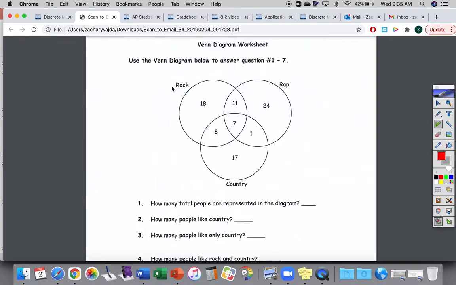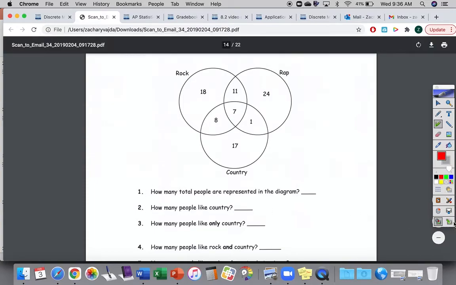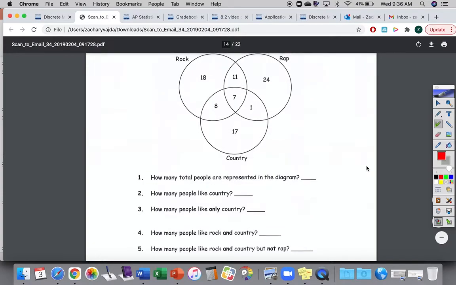But think in general. If the question is just, do you like rock? And it says nothing else, just like I said, shading means nothing else if it's not stated. If it says, do you like rock music? The answer here is, do these 18 people like rock? Yes. Do these 11 people like rock? They sure do, because they are in the rock circle. Do these 7 like rock? Yes. Do these 8 like rock? So if the question is, right here, how many people, we'll start with that one. How many people just like country music?